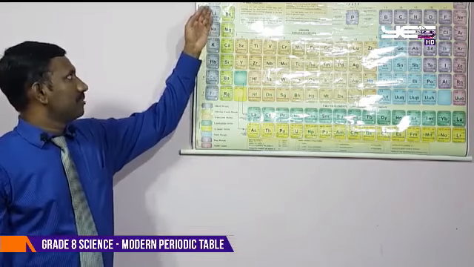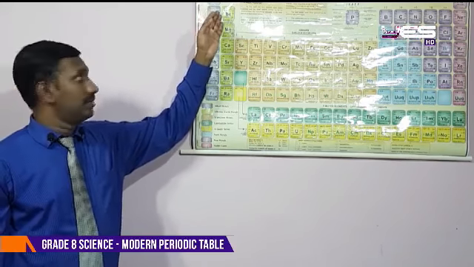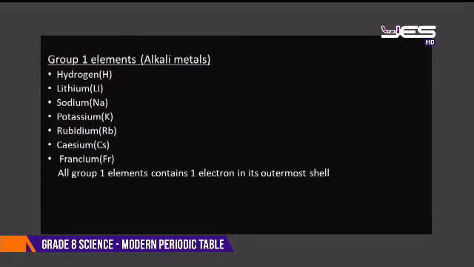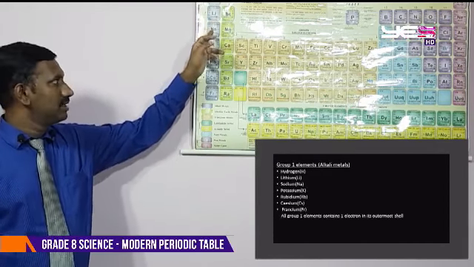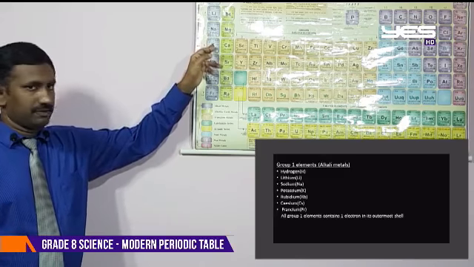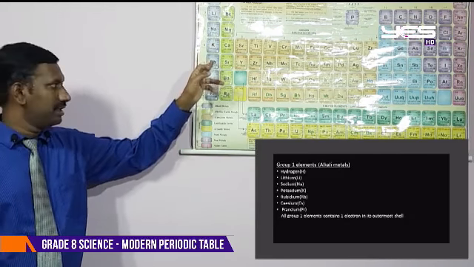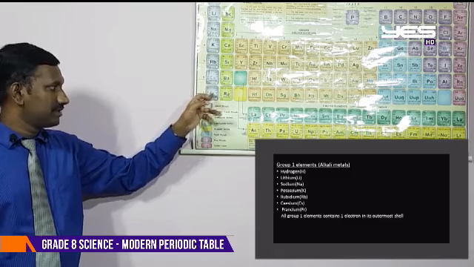Okay, we can check the elements in each group. So this is the group number 1. Group number 1 elements are hydrogen, its symbol is H, then lithium, Li, sodium, Na, potassium, K, rubidium, Rb, cesium, Cs, francium, Fr. These are the group 1 elements. One more time. Hydrogen H, lithium Li, sodium Na, potassium K, rubidium Rb, cesium Cs, francium Fr.